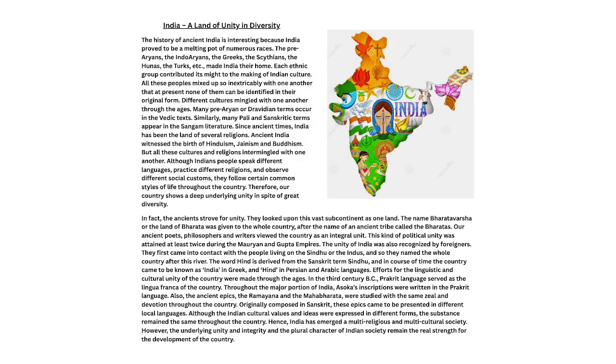India, a land of unity in diversity. The history of ancient India is interesting because India proved to be a melting pot of numerous races: the pre-Aryans, the Indo-Aryans, the Greeks, the Scythians, the Hunas, the Turks, etc., made India their home. Each ethnic group contributed its might to the making of Indian culture. All these people mixed so inextricably with one another that at present none of them can be identified in their original form.